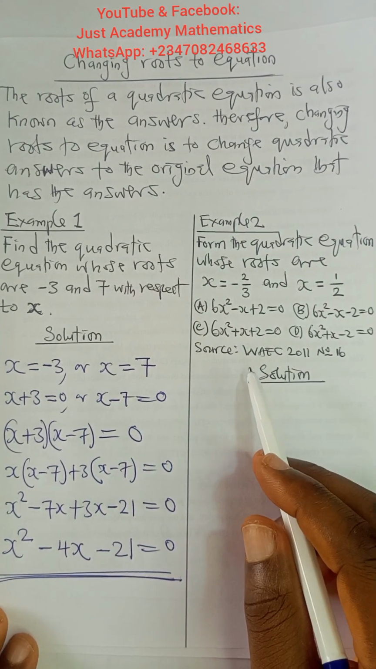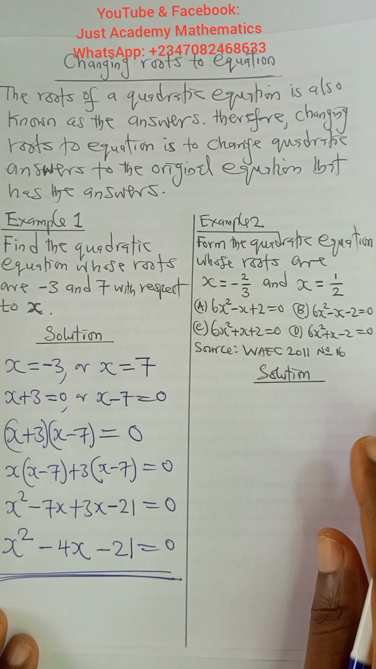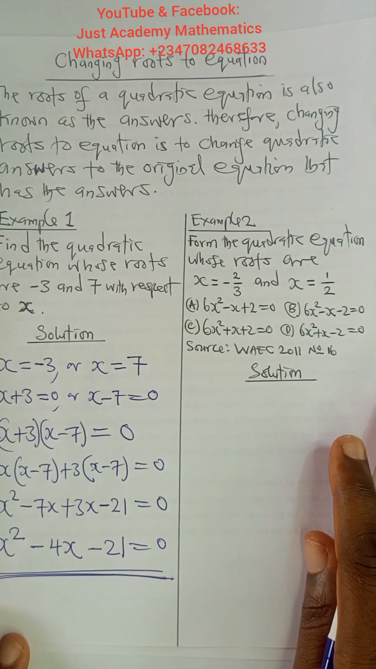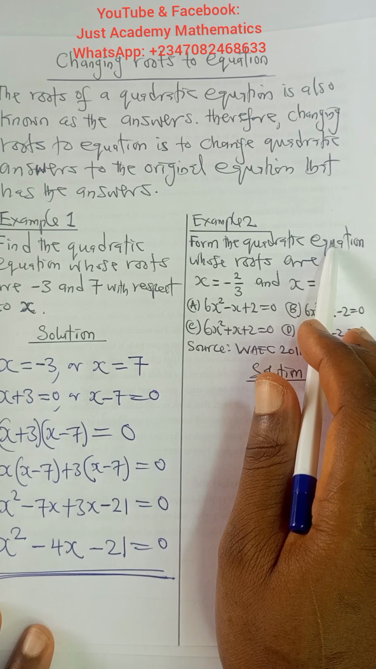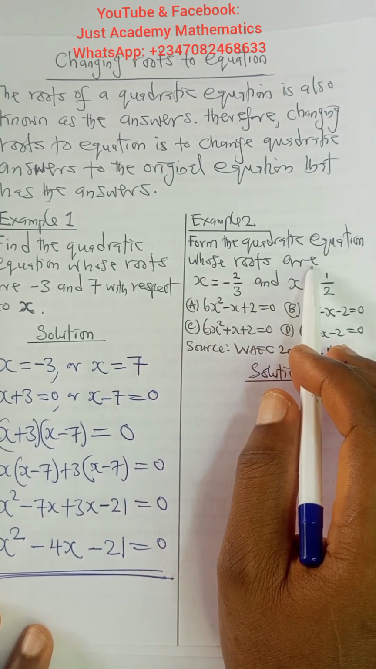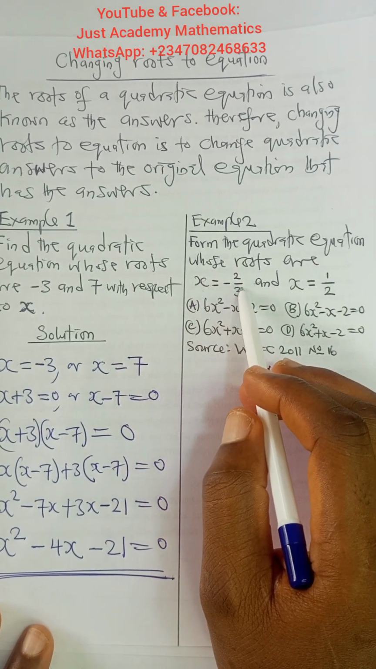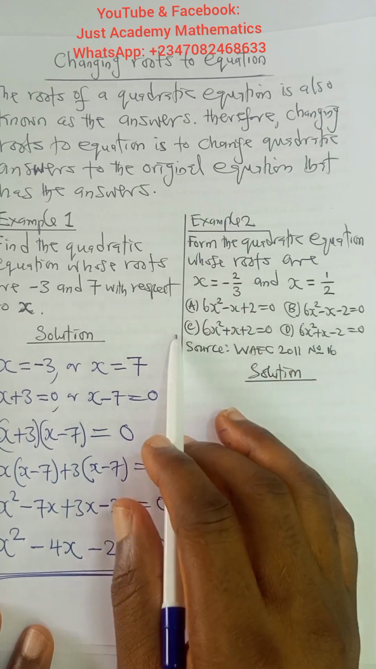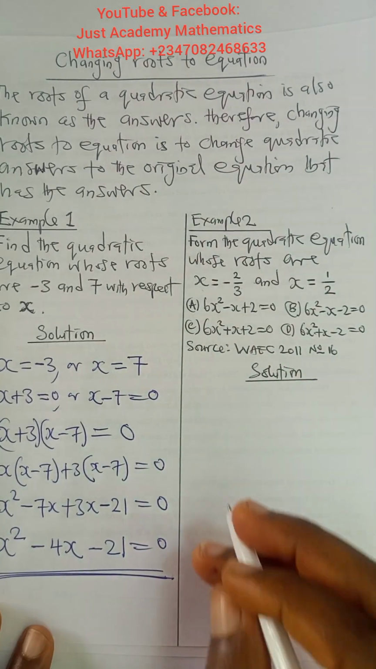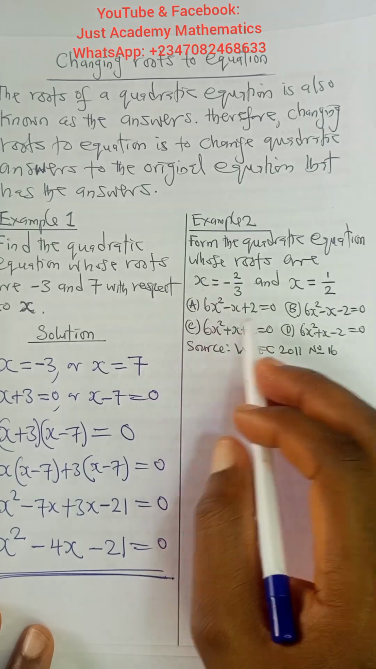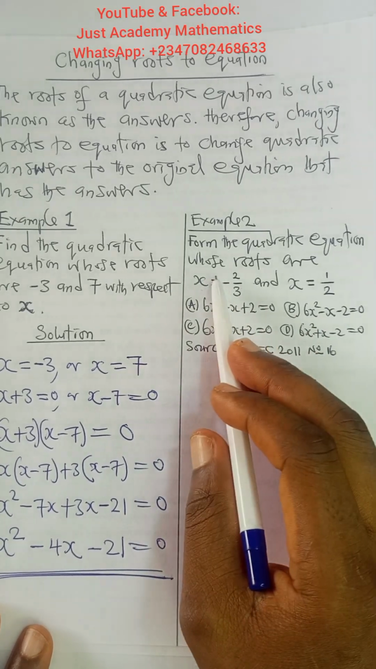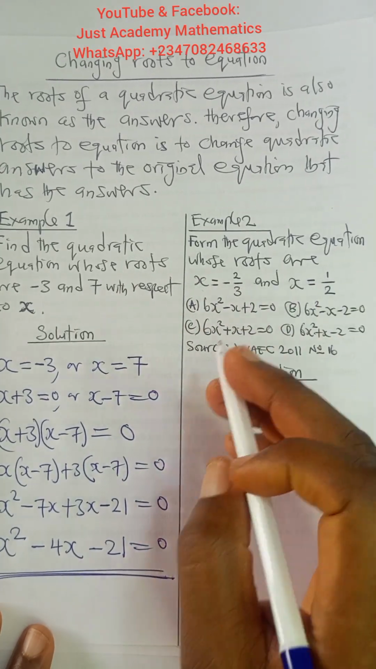Now, look at example 2 here. I'll shift this a bit. Form the quadratic equation whose roots are s equals to this and s equals to this. You can see it here. Now, what they are saying is that after solving a quadratic equation, s is equal to this and s is equal to this.